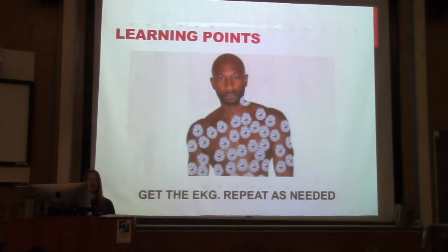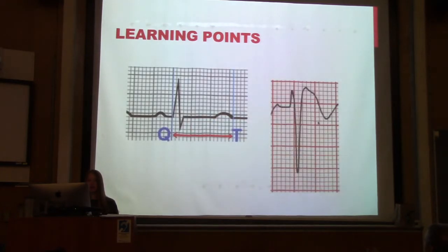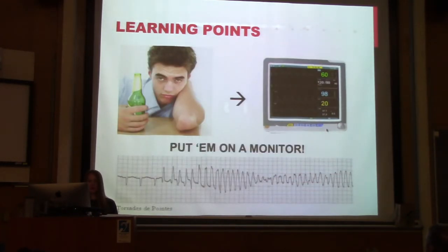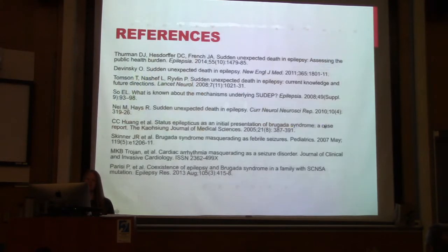So get the EKG and repeat it as needed. Get it not only when the patient first comes in, but if they're post-ictal for a while and they start to have seizure-like activity again, while you're protecting their airway or waiting on the nurse to bring the Ativan, try and get an EKG if possible. You might find something. And look for QT prolongation. Look for Brugada. These are things we can catch. And finally, put them on a monitor, especially our higher risk patients. That's it.